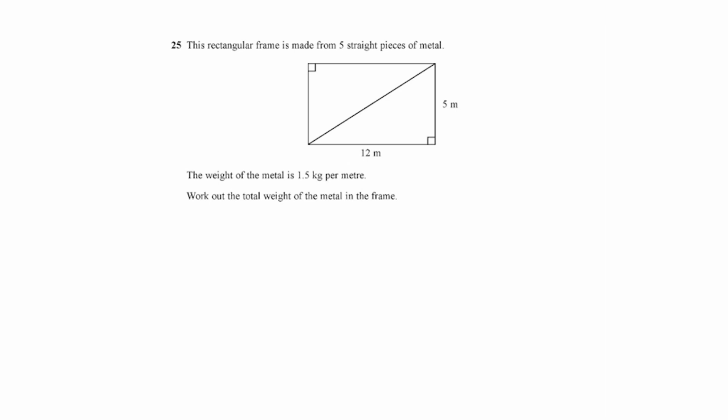So going around the outside there, the perimeter of that rectangle, we've got 5 meters, add 12 meters, and then that other side is not marked, but that's going to be 5 meters as well. And then the other one, which is also going to be 12 meters. If we add that lot up, we get 34 meters. So we've got 34 meters of metal going around the outside, but we've also got that diagonal.